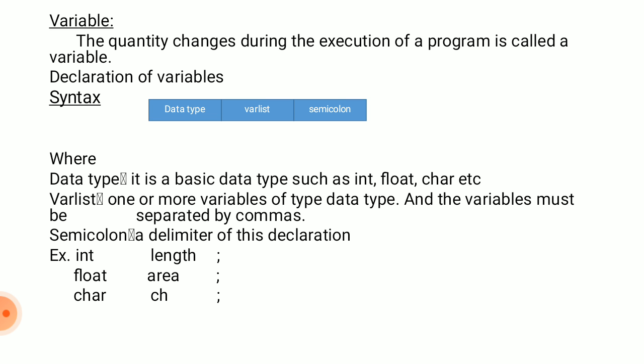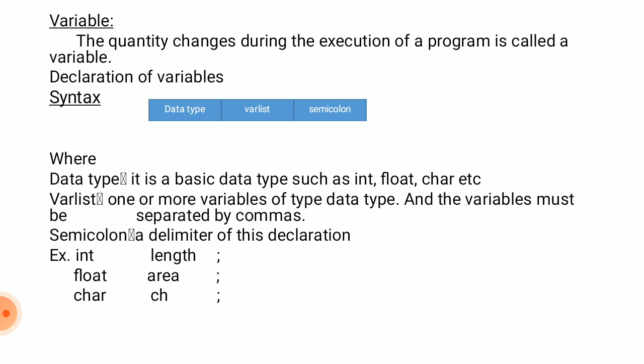Variable list means one or more variables of the given data type. You can use one variable or more than one variable while declaring, and if you are using more than one, each variable must be separated by commas. And the next is a semicolon, which is nothing but the delimiter of this declaration.